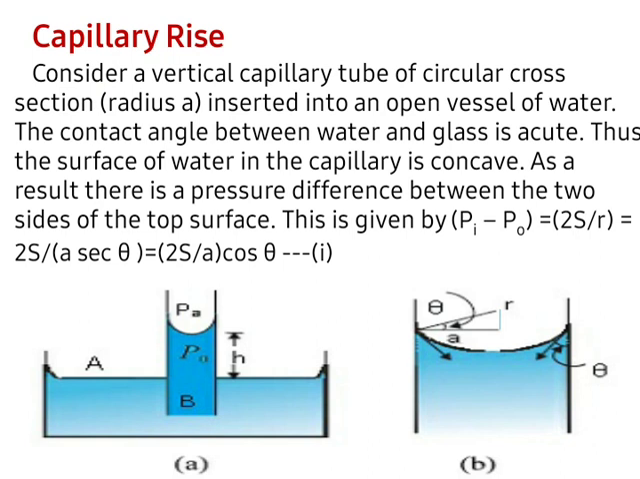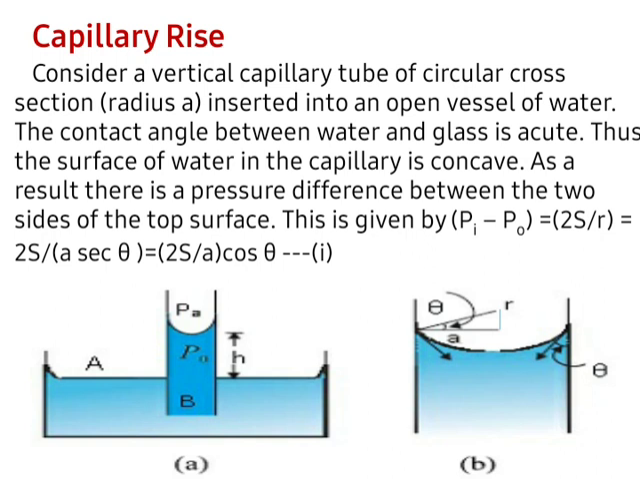As a result, there is a pressure difference between the two sides of the top surface. This is given by Pi − Po = 2S / R. From figure B, which is the picture of the enlarged interface, let R be the radius of the spherical region of which the curved interface is a part, a be the radius of the circular cross-section, and theta be the angle between R and a. As shown in the figure, we have constructed a right triangle. We know that cos theta is equal to the adjacent side divided by the hypotenuse. Then the hypotenuse R is equal to a divided by cos theta. Since 1 / cos theta is sec theta, R = a sec theta.